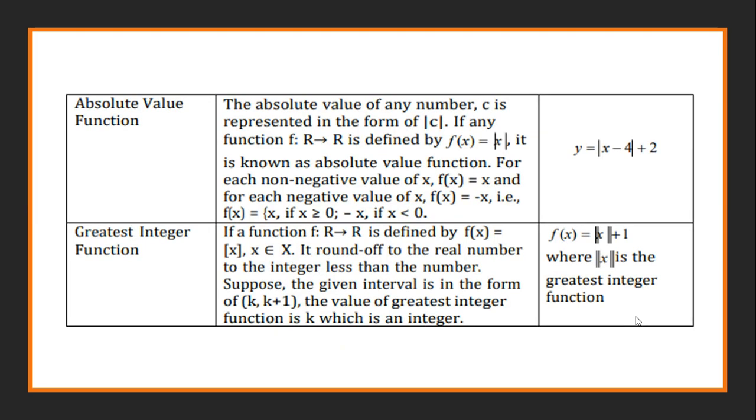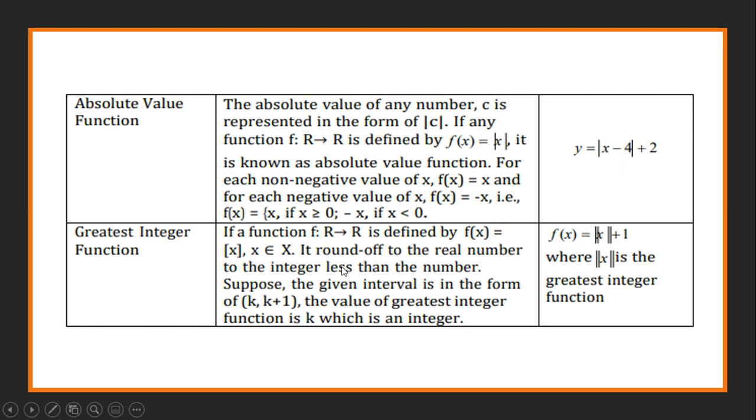So, absolute value function. So, yung symbol na yan ay absolute value. It is represented in the form of absolute x. If any function is defined by f of x equals absolute value of x, it is known as absolute value function. For each non-negative value of x, it is x, and for each negative value, it is negative x. So that means x, if x is greater than or equal to 0, and negative x if x is less than 0. So, magiging positive yung value na nandun sa loob ng absolute sign.